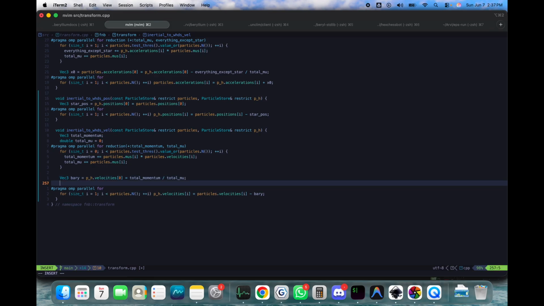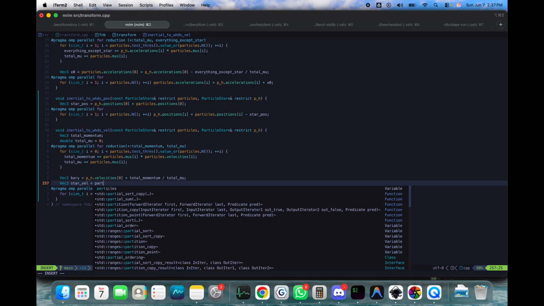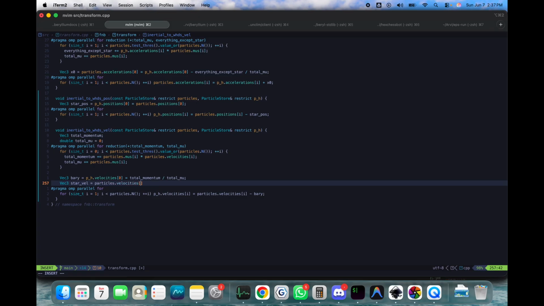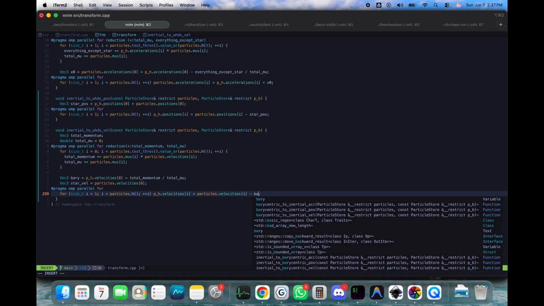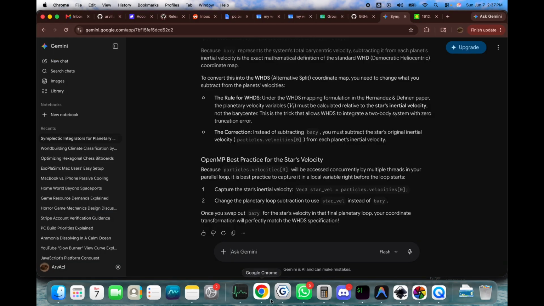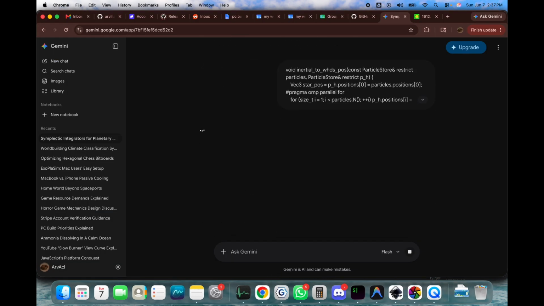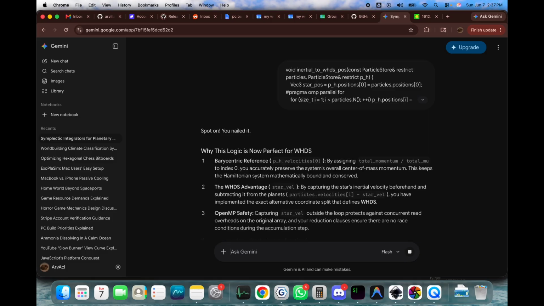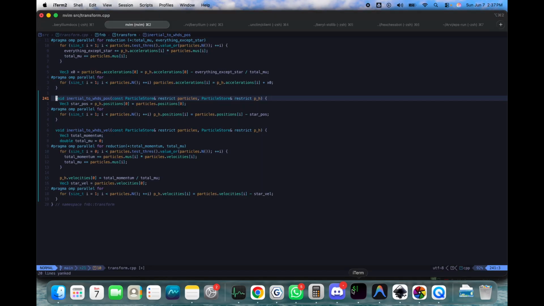Okay. And now, okay, now we want to throw the star's velocity in here. Now I don't know what's happening, but star val equals particle dot velocity index 0. So star val, and I don't need to make a variable. There we go. Paste this again. Hopefully it works. Okay, nailed it. Nice.